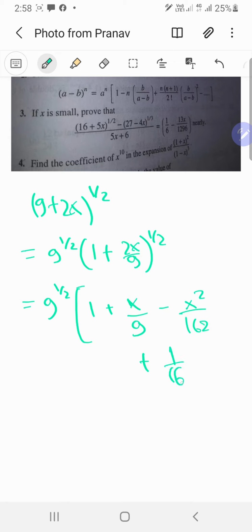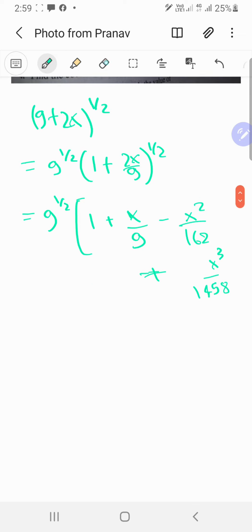So positive 1/16, and then this cubed. So this cubed, that's going to be 8x cubed upon 729. So this is just 2 over there. So 729 times 2, that's going to be 1458. Yeah, that looks correct. So it's going to be positive x cubed upon 729 into 2, which is 1458. Yeah, that's like it. So just multiply this by 9 to the power 1/2, which is basically 3.